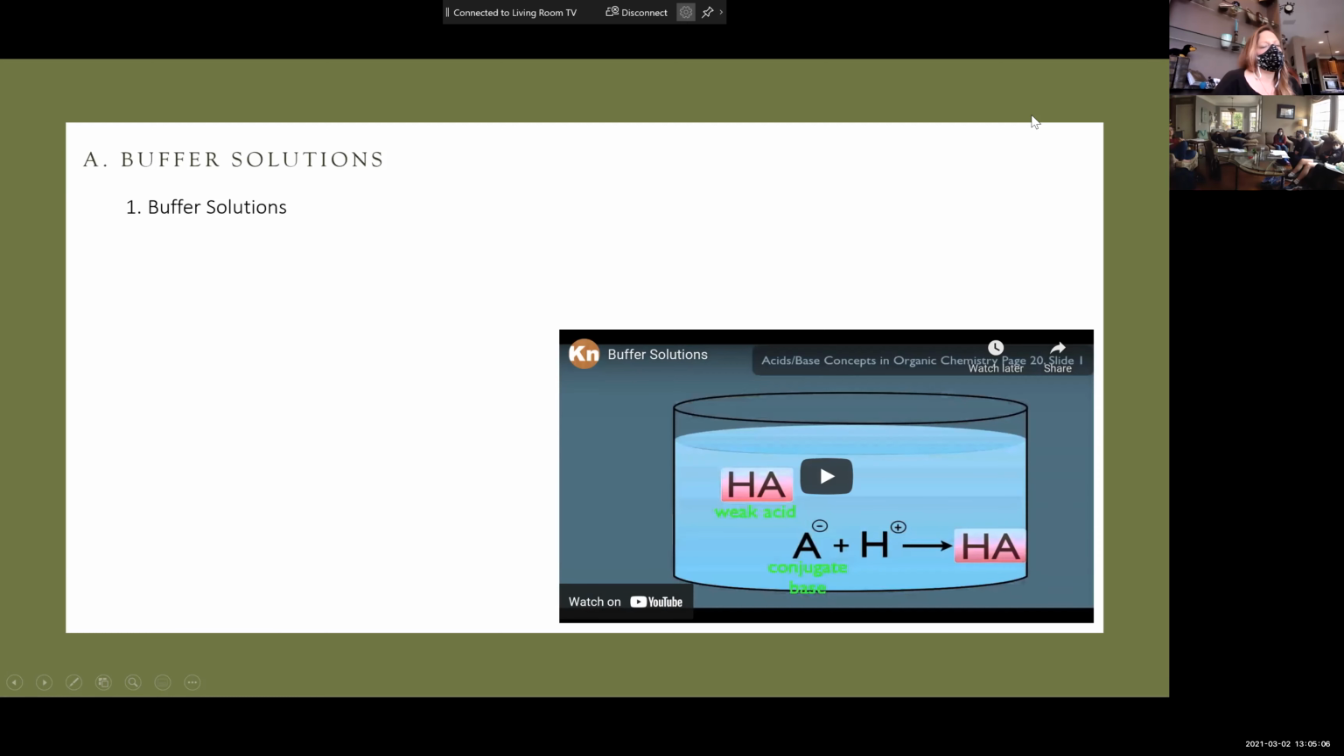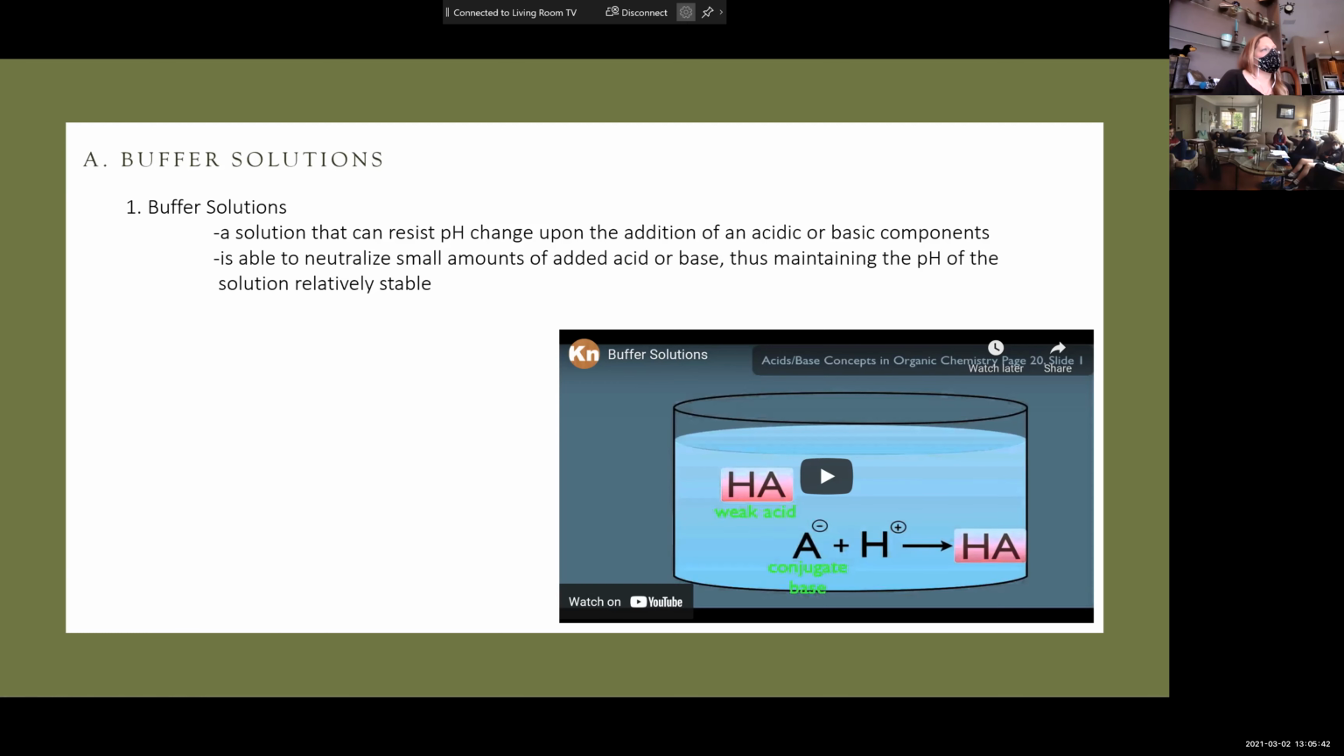So what's a buffer solution? Anybody remember? A solution made from a weak acid and conjugate base that neutralizes small amounts of acids or bases added to it. Right. So you use buffers a lot in biology labs. The purpose of them is usually to maintain a pH, to not allow it to fluctuate too much. So it resists pH change when you add acidic or basic components.